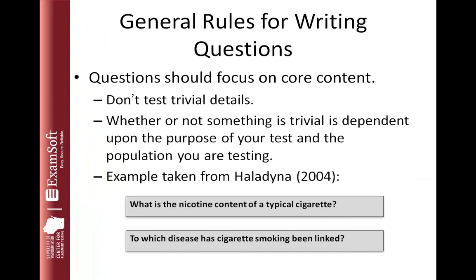So the top question: what is the nicotine content of a typical cigarette? If I am testing middle school students in a health class, this might be a trivial item for them to know. It may be better for me to use the second question instead. However, if I'm giving an exam to a college-level public health class, perhaps that top question, what is the nicotine content of a typical cigarette, might be something that is important for them to know. So only you as the expert, or the experts that you're using to help develop your test, can really identify what may be trivial versus what might be the really important core content.